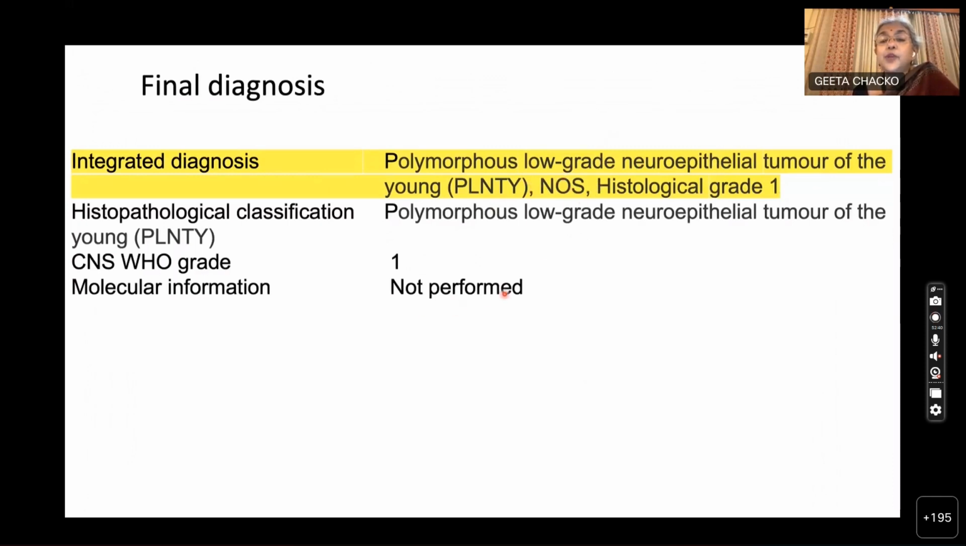NOS comes in when you have not performed the molecular test that is essential for making the diagnosis. NEC, or not elsewhere classified, comes in when you have done the molecular test, but the results do not fit with what is typically described. So in this situation, you use NOS for this particular tumor.